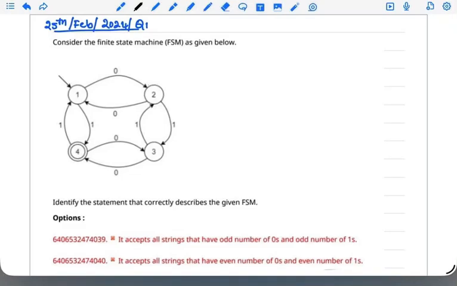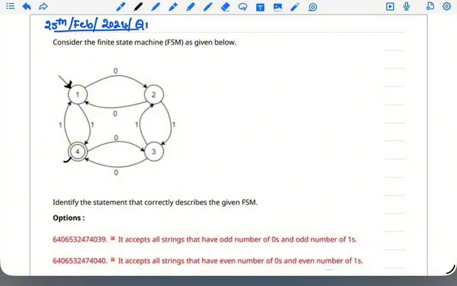Friends, this question is from the software testing quiz 1 question paper. Consider the finite state machine (FSM) as given below. The FSM diagram consists of 4 states. State 1 is the starting state, because there is an arrow pointing to it. The arrow represents the start state, and the final state is 4. The double circle represents the final state, or end of the states.